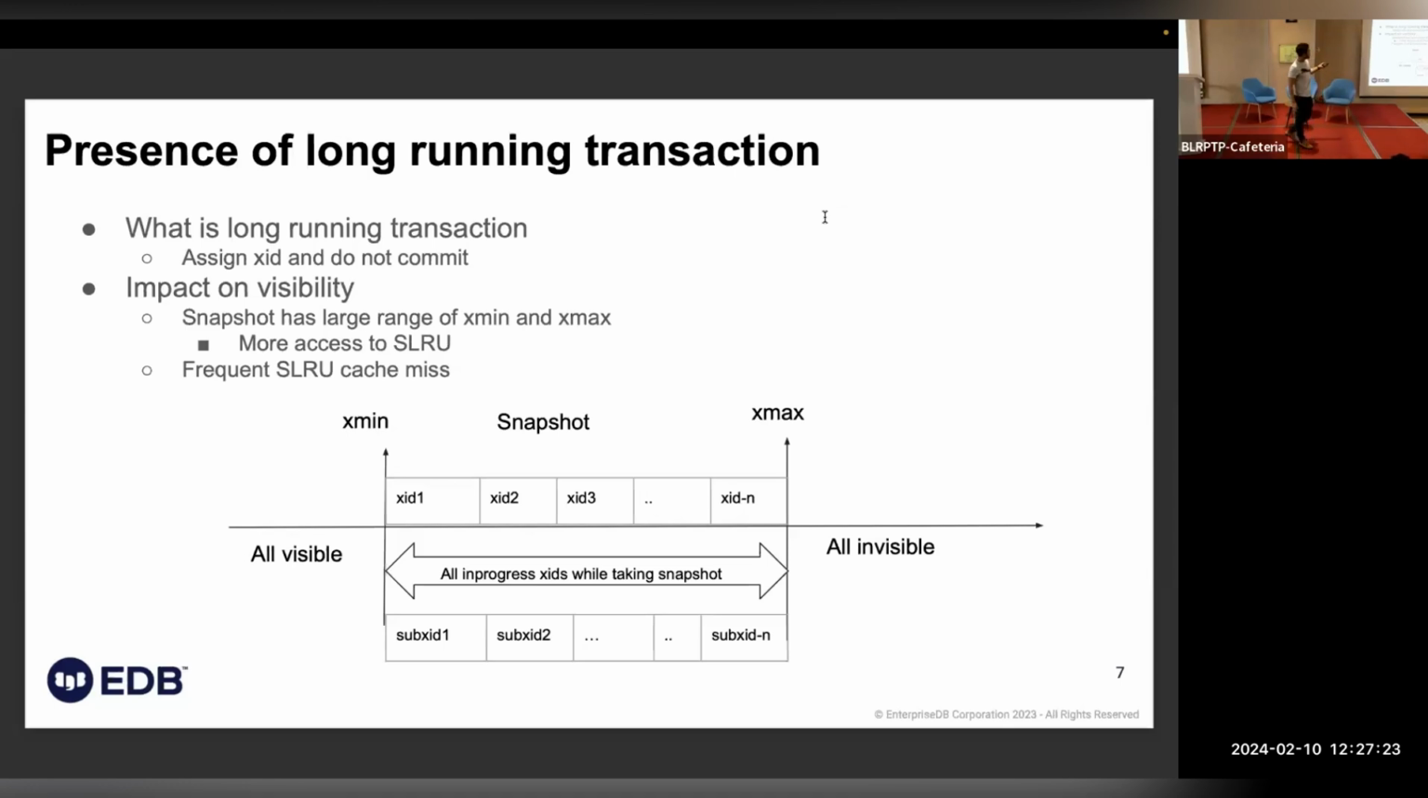So this is about the impact of the long-running transaction that makes a snapshot wider. So more transaction IDs you need to look into in the SLRU. That is what we have learned so far.